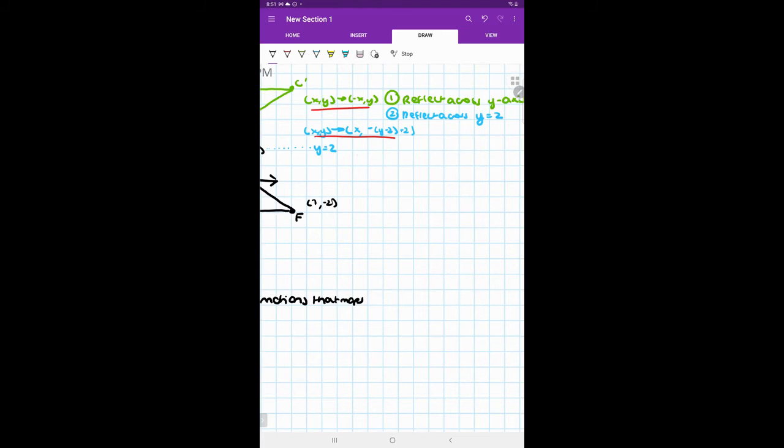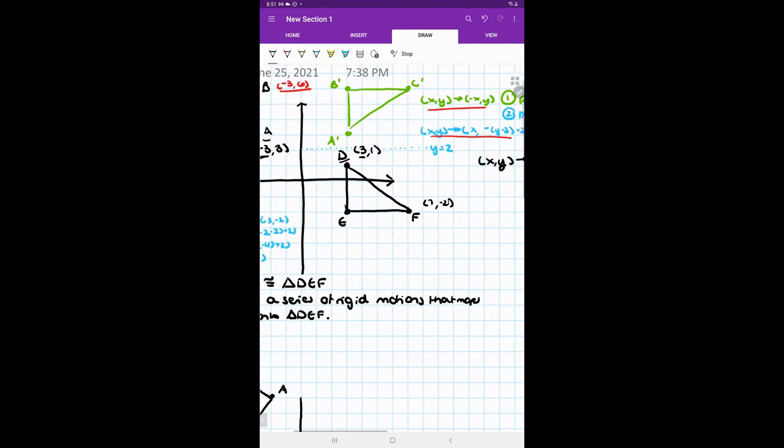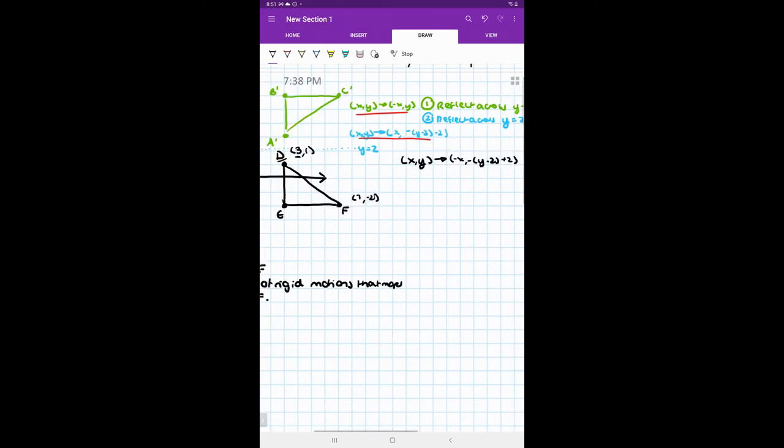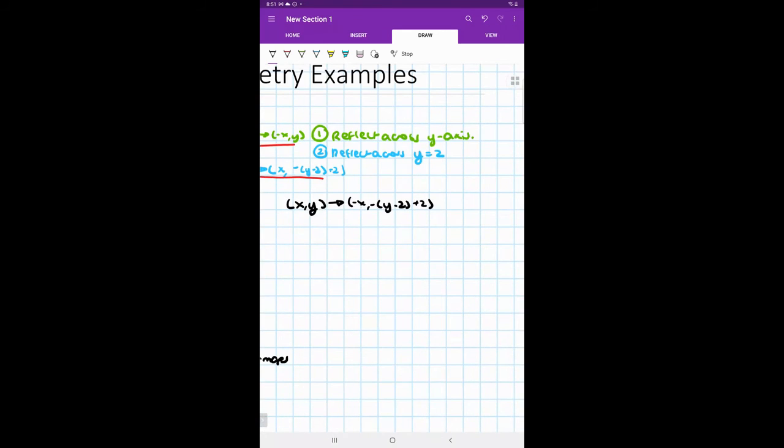So overall, the transformation would be (-x, -(y - 2) + 2). So that's what it is. But all they ask for is to describe a series of rigid motions that maps ABC onto DEF. It would be these two. And it actually doesn't matter what order you do them in, because these reflections commute. That's not always the case, but in this one it is. So reflect across the y-axis and then reflect across the line y equals 2. And we're done with that question.